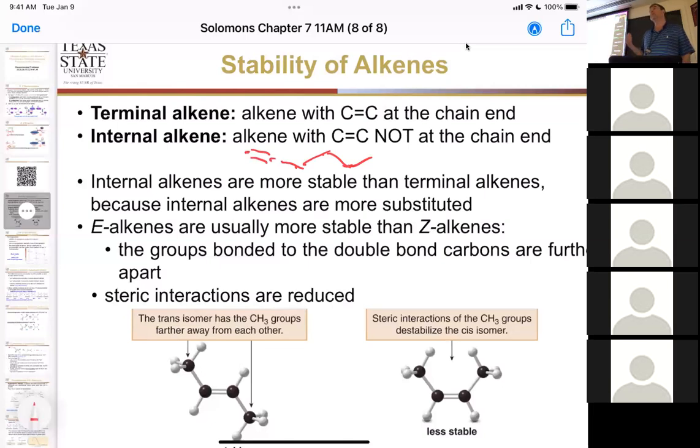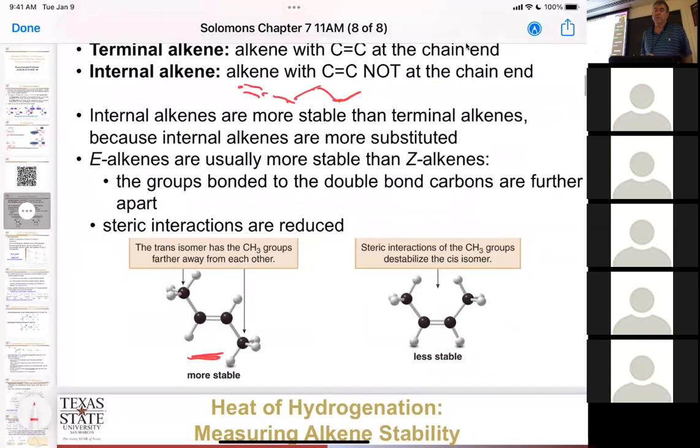An internal alkene is anywhere else inside. There has to be at least one substituted carbon on that double bond. So this one down here is what we would call an internal alkene, okay? So it turns out internal alkenes are more stable because of the more substitutions. Not only that, but if we just have two substitutions and we're comparing two alkenes together, it turns out trans alkenes or E alkenes are more stable than Z alkenes. Why?